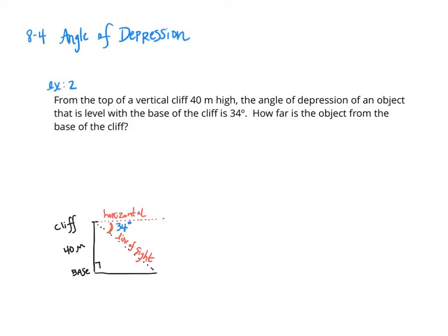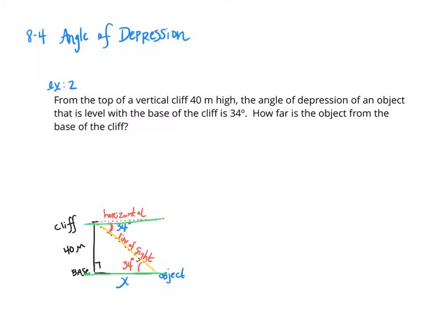How far is the object from the base of the cliff? So right here is my object. So it's really wanting to know this distance. So a few things to remember. We've talked about this, but here you've got two horizontal lines and you have a transversal cutting those horizontal lines. So here's your transversal. So we know from chapter 3 that alternate interior angles are congruent. So if my angle of depression is 34 degrees, then this angle right here is also 34 degrees.